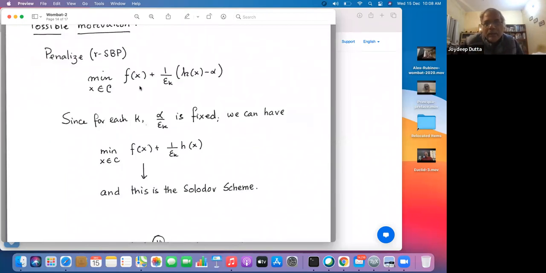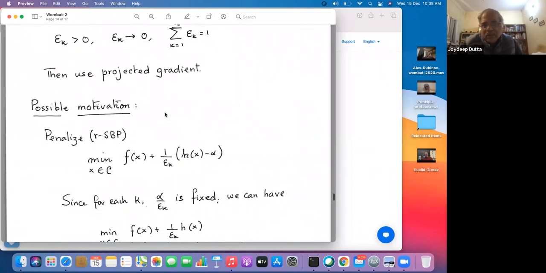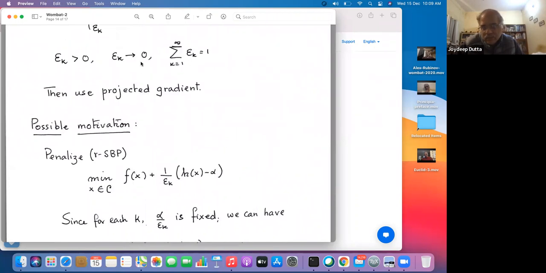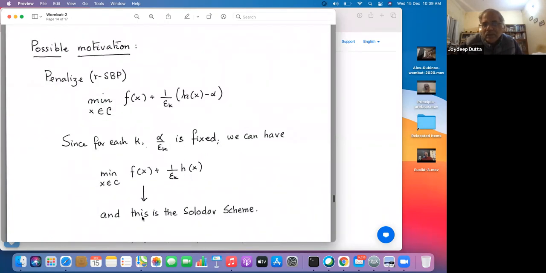So what we can do, if you look at the RSBP, that is minimize f(x) subject to h(x) less than alpha and x in C, then I can penalize it in this form where epsilon k is going to 0. This is the penalized form, but for every k, this is a fixed quantity. So I don't need to bother about this fixed quantity, and I can just bother about this part, which is the same as the Solodov scheme. So this can be a possible motivation as to why that scheme was chosen.